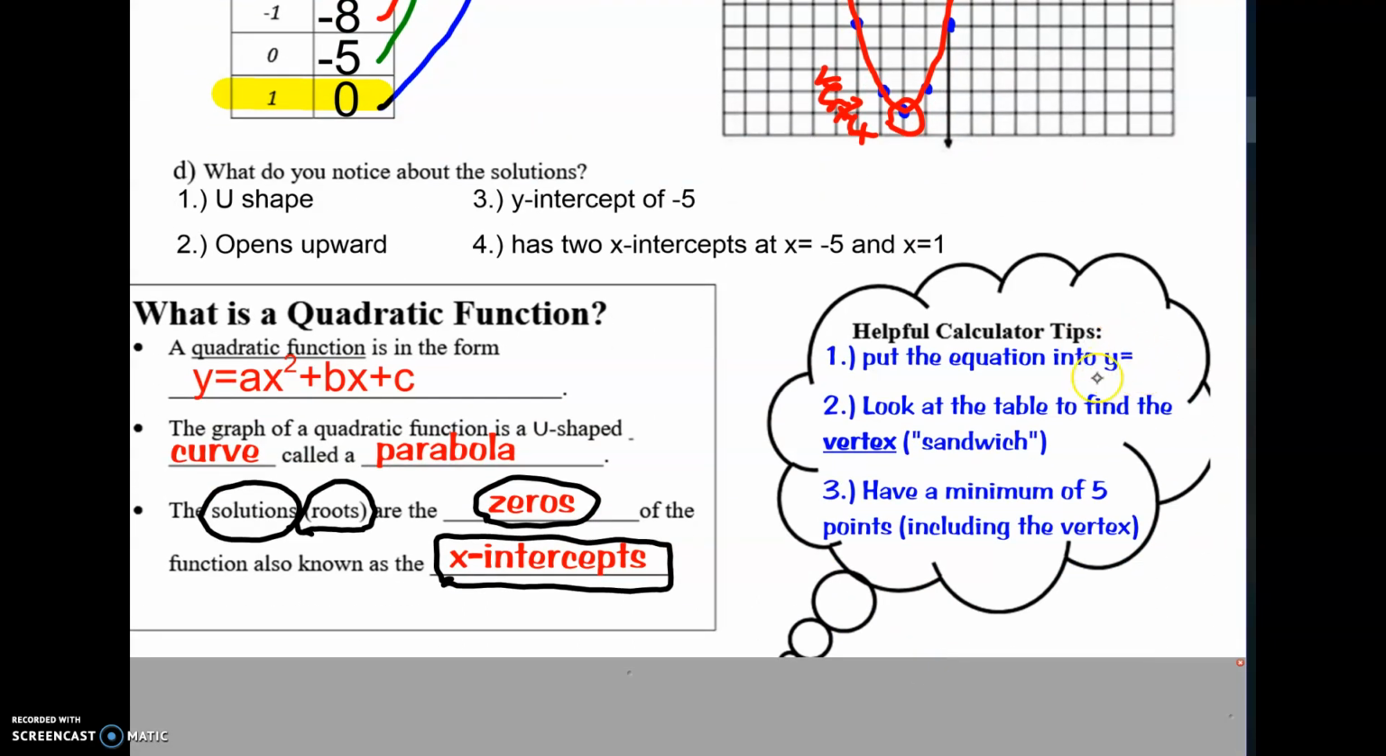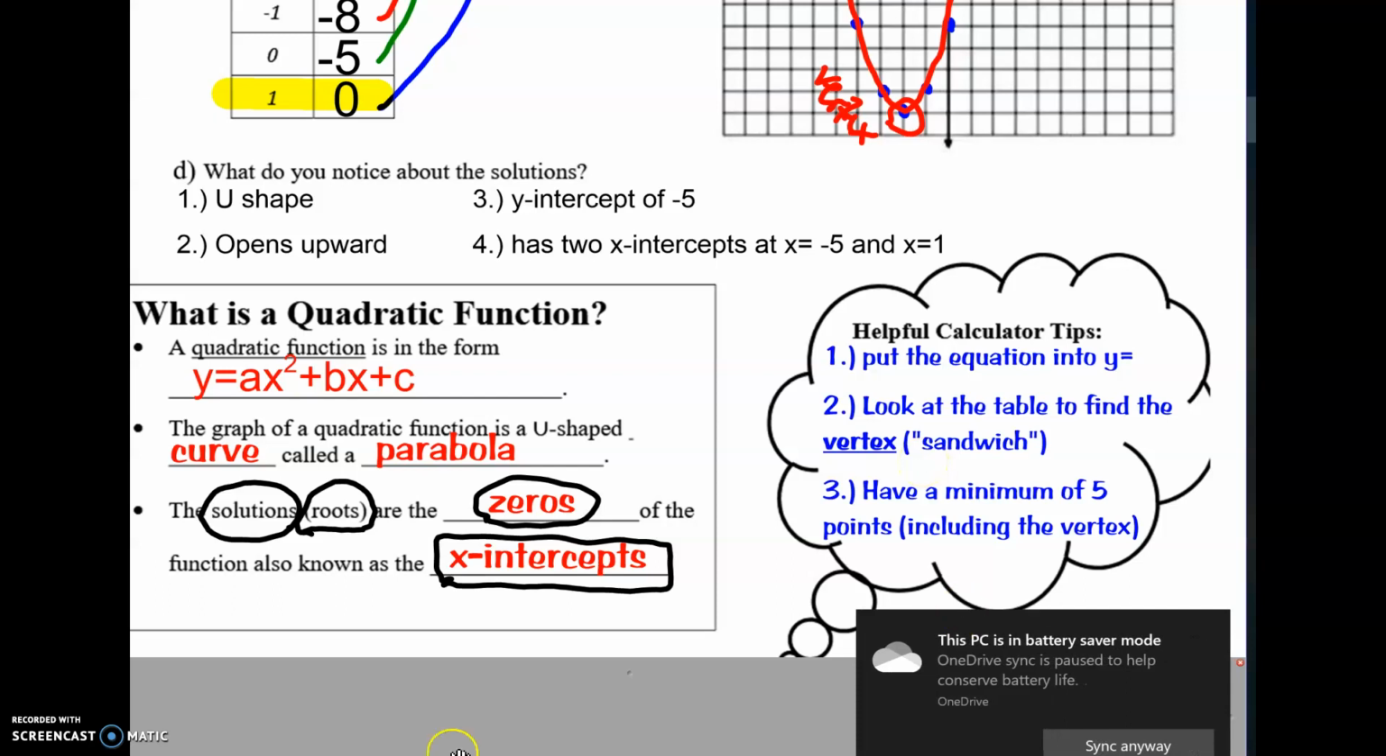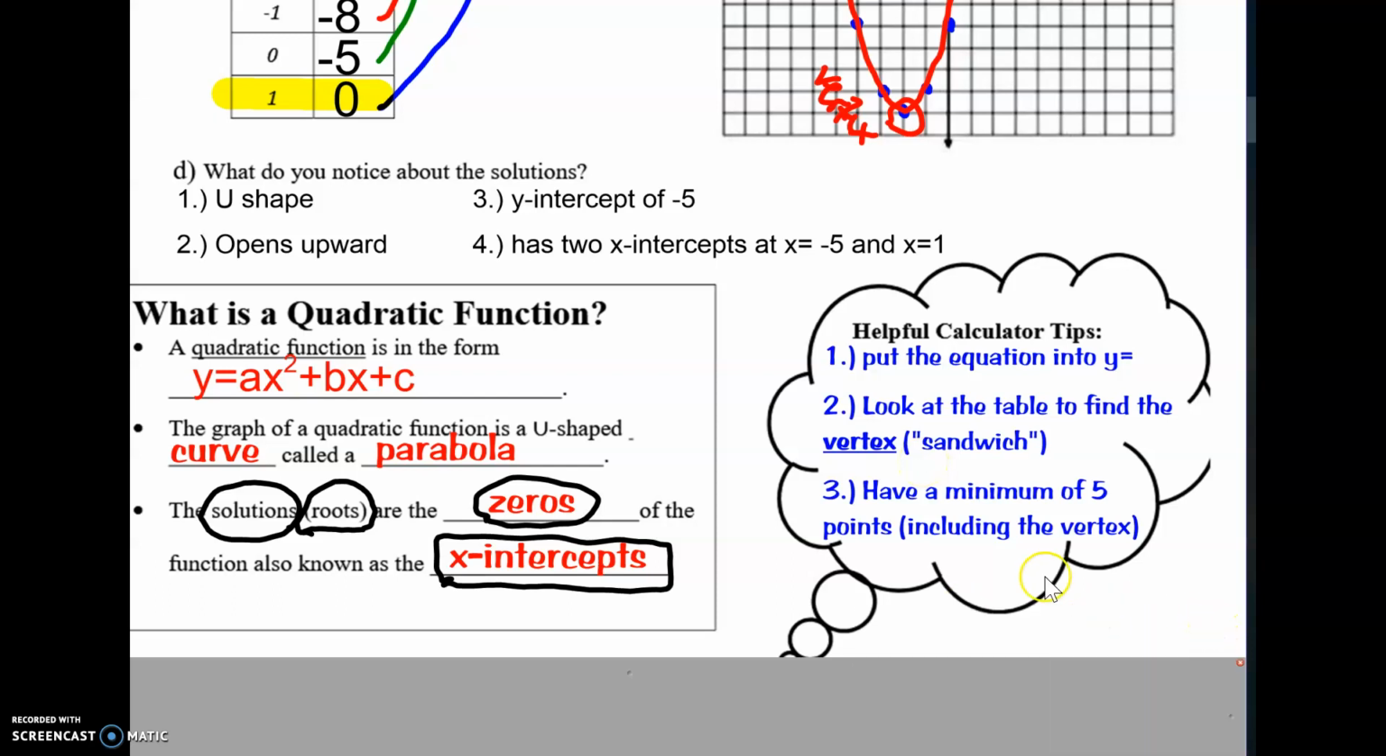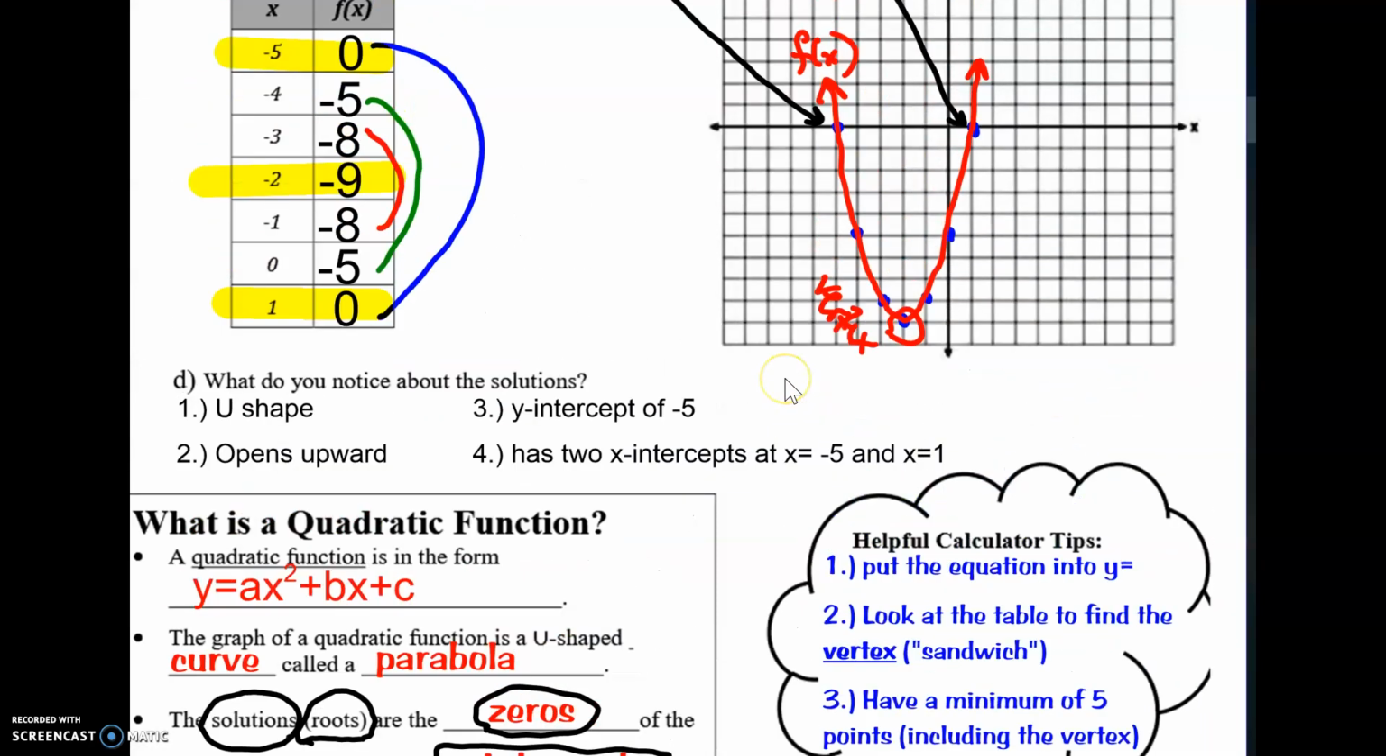In terms of knowing how to input this into your calculator, you're going to want to make sure that you put it into y equals. You always want to look in your table to find the vertex, which I like to call the sandwich, because it's sandwiched in between the two matches that continue to move outward. So you see this is a pair, this is a pair, this is a pair, and sandwiched right in between is what we call the vertex.